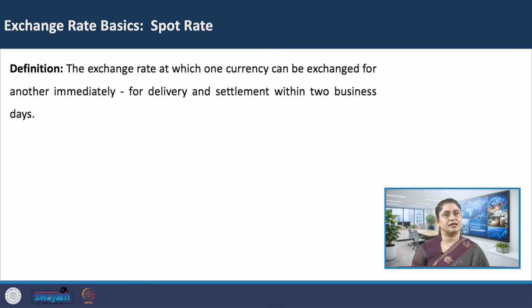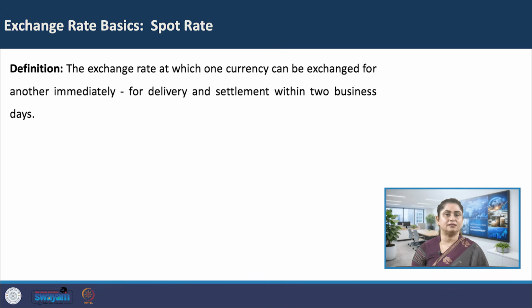Take each term one by one, understand it clearly, and work through simple numerical illustrations to understand the basic terminologies and concepts of international financial management. Let us begin. We will first discuss the spot rate and the forward rate.